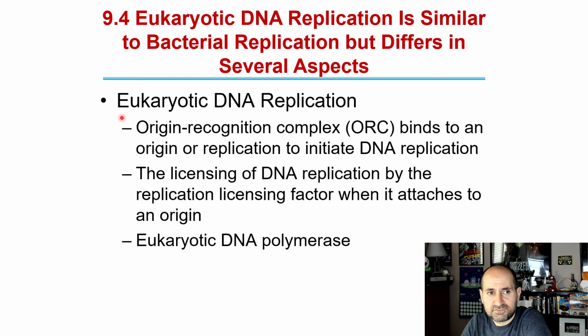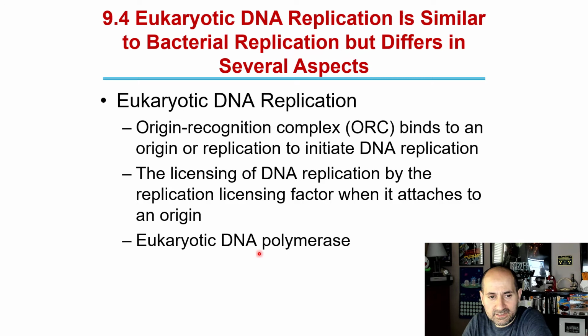So then how is this different from eukaryotic DNA replication? Well, in eukaryotes, you have what's known as the origin recognition complex, or ORC, which binds to an origin of replication to initiate DNA replication, or replicon, I should say. The licensing of DNA replication by the replication licensing factor, these are proteins, happens when it attaches to the origin. So you have the ORC, you have the licensing factors involved as well. So you've got added components to DNA replication. But keep in mind that you have multiple origins of replication here.